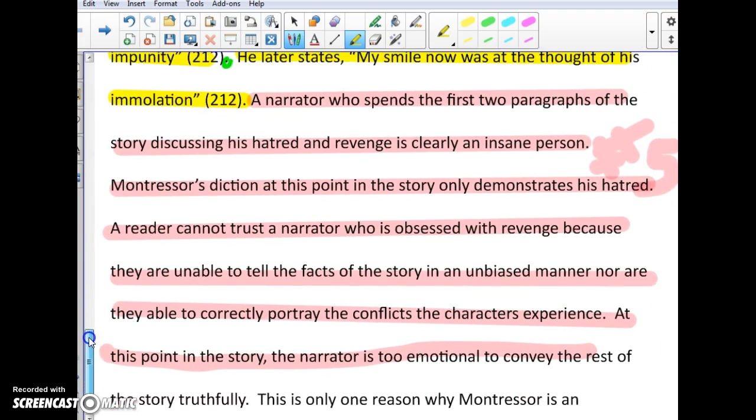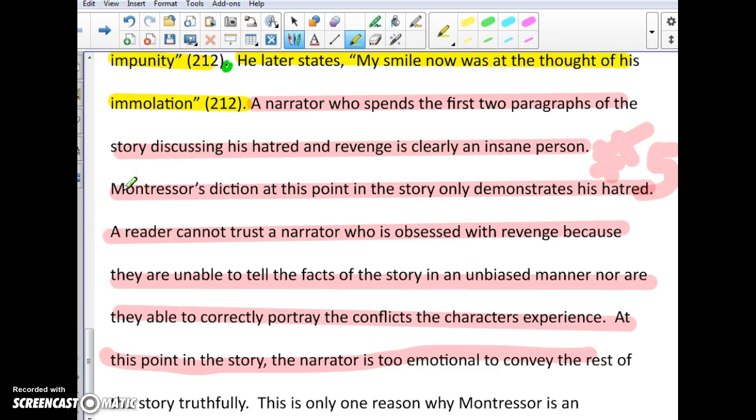So let's read this student's analysis. "A narrator who spends the first 2 paragraphs of the story discussing his hatred and revenge is clearly an insane person. Montresor's diction at this point in the story only demonstrates his hatred. A reader cannot trust a narrator who is obsessed with revenge because they are unable to tell the facts of a story in an unbiased manner, nor are they able to correctly portray the conflicts the characters experience. At this point in the story, the narrator is too emotional to convey the rest of the story truthfully." This is an excellent job analyzing the textual evidence and saying how it proves the claim of the thesis, which in this case was unreliable narrator.